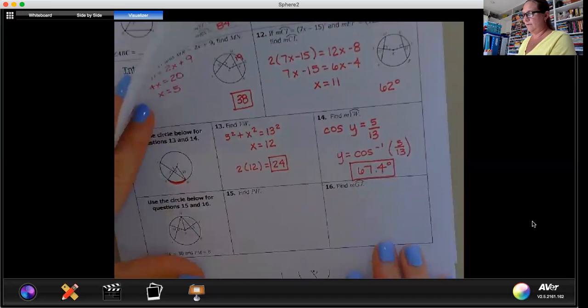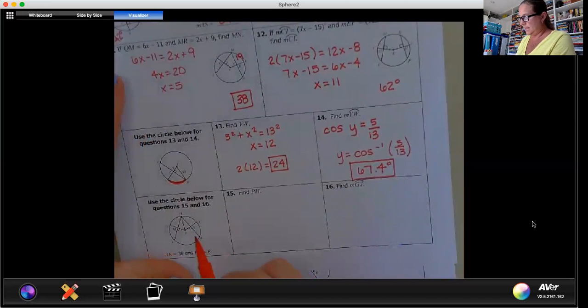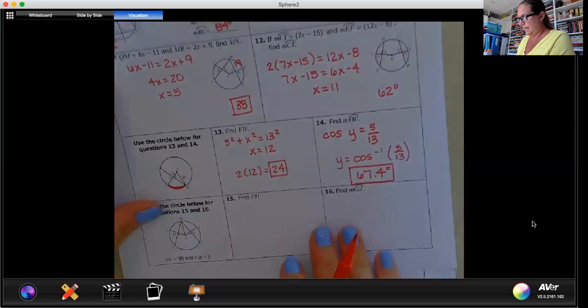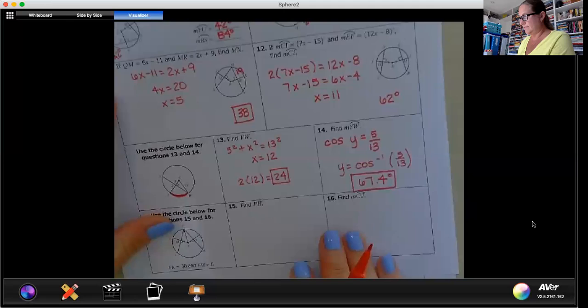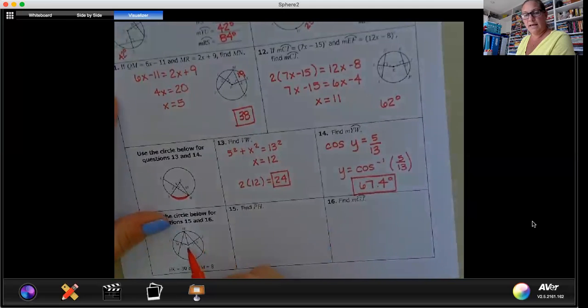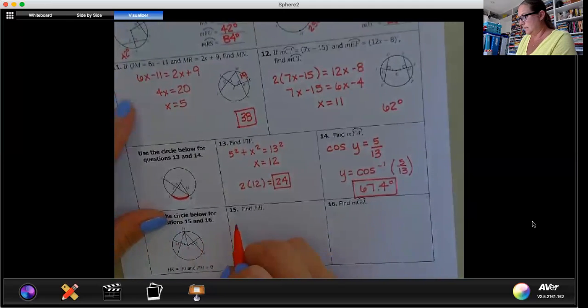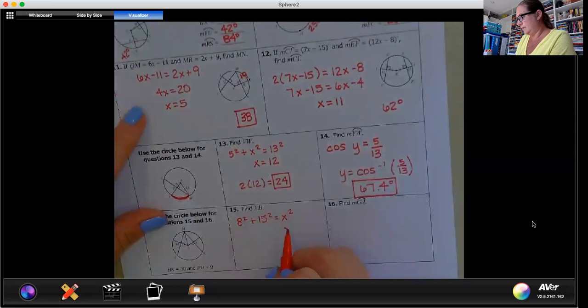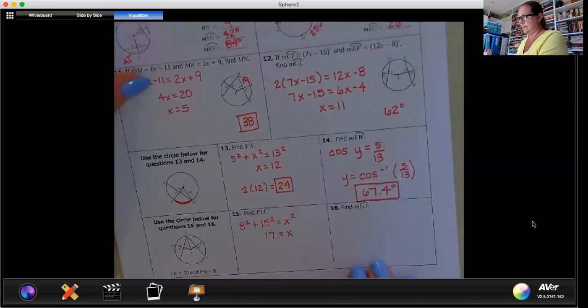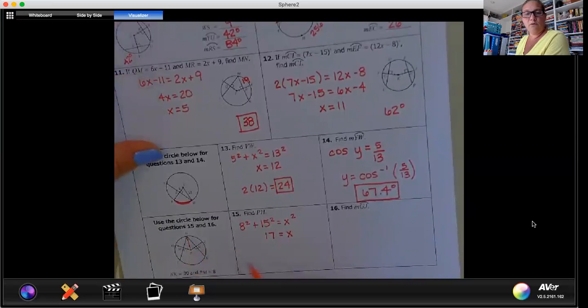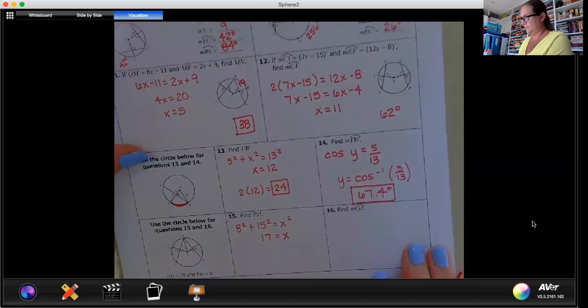And taking a look at 15 and 16, find PH. Again, you have a right triangle. HK is 30, so our smaller pieces are 15, and PM is 8. So 8 squared plus 15 squared equals x squared. That's another right triangle pattern. X will be 17. So PH is what you were looking for, and that will be 17.